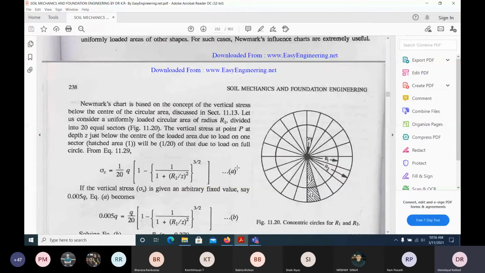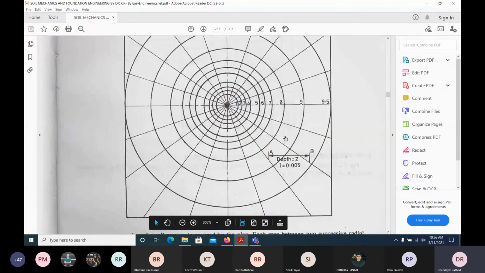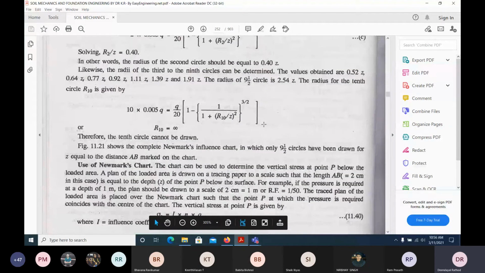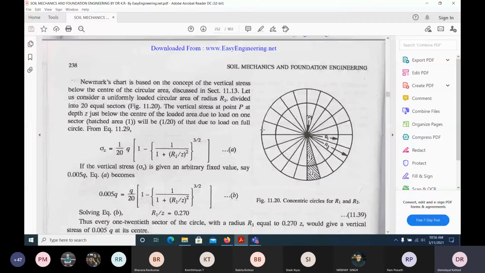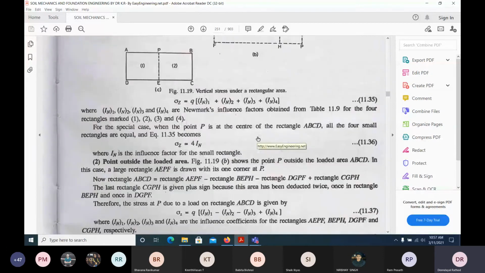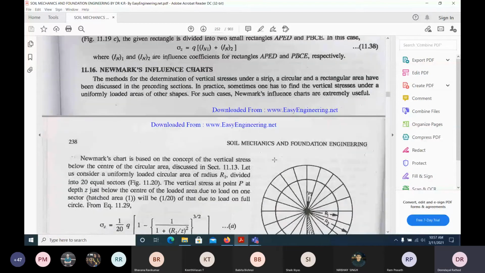What I'm trying to tell is, he has drawn some chart. Okay, but anyway, that I'll explain in the next class. Okay, the chart, whatever you are seeing, right? Suppose I want to find out for a particular shape, so by using this chart, you can find out the vertical stresses at any point. Okay, so that's what it is given.